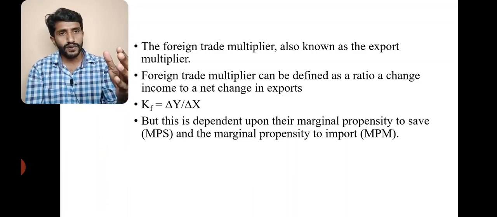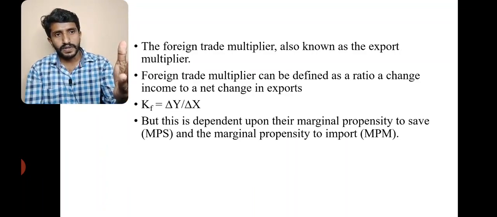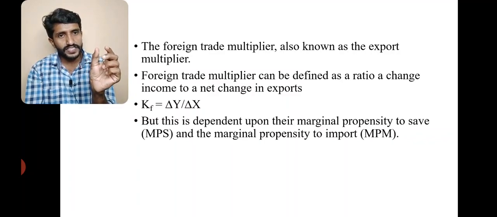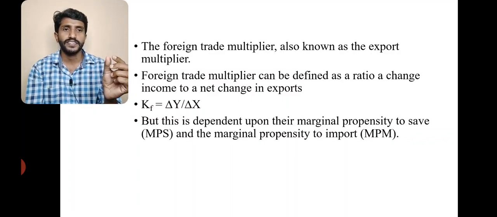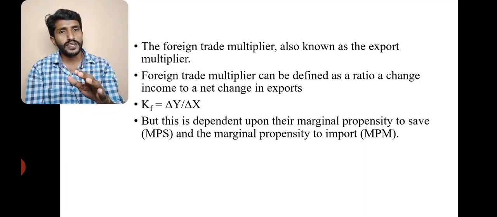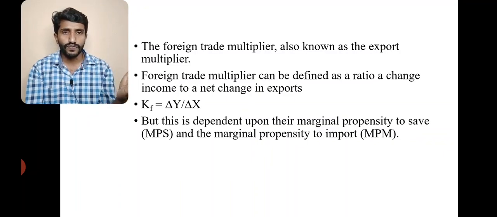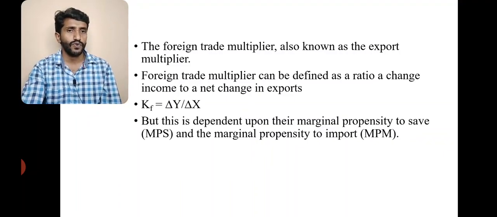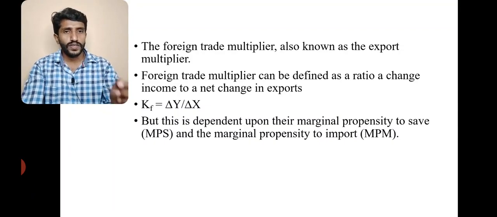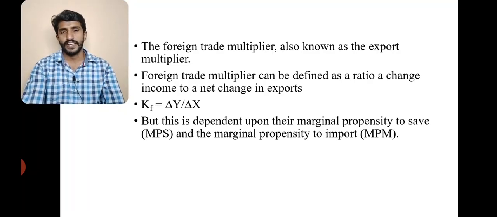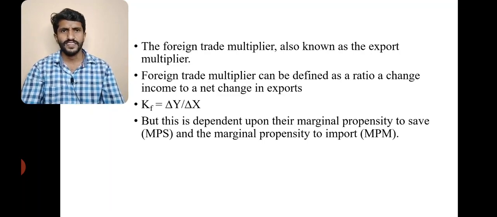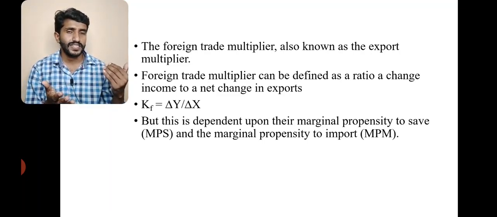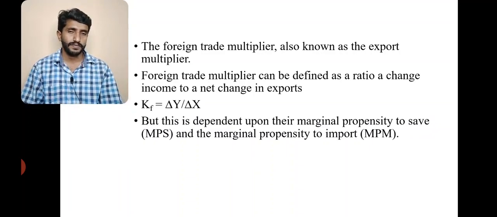If we define the foreign trade multiplier, it can be defined as the ratio of change in income to a net change in exports. So how much change is occurring in income as a result of change in exports, that is the foreign trade multiplier. That's why the equation is KF, the foreign trade multiplier, equal to change in Y divided by change in X. This is the same as the Keynesian analysis of the investment multiplier.